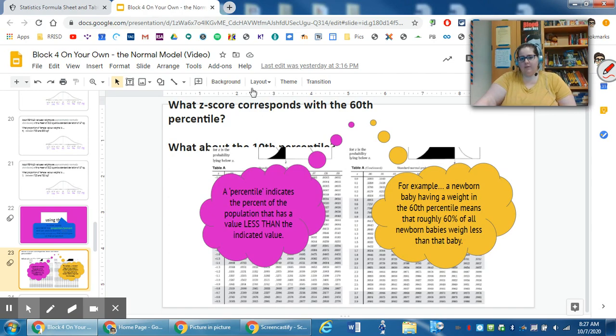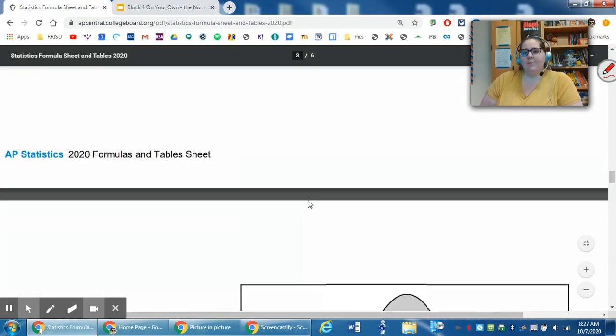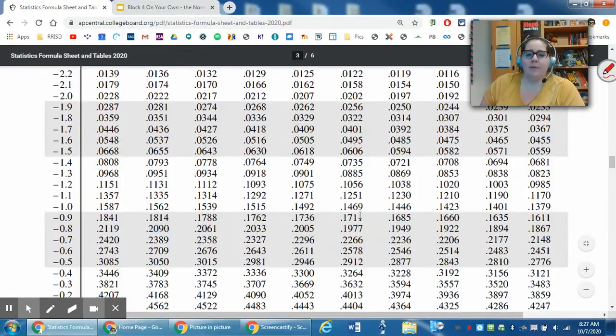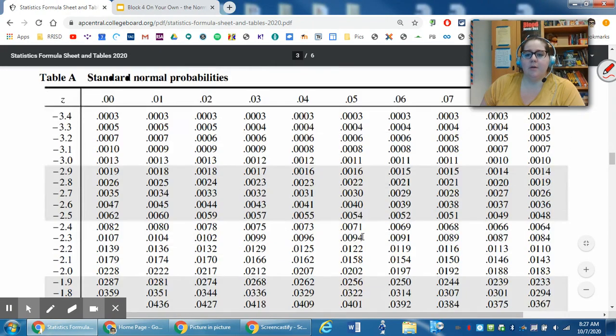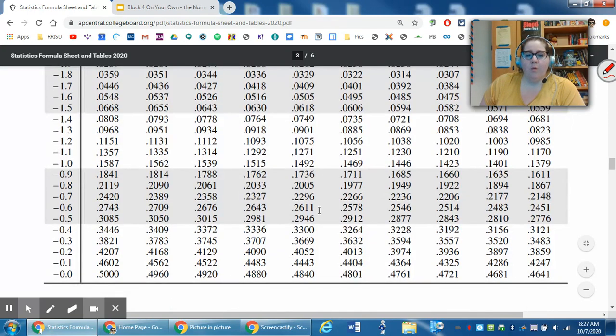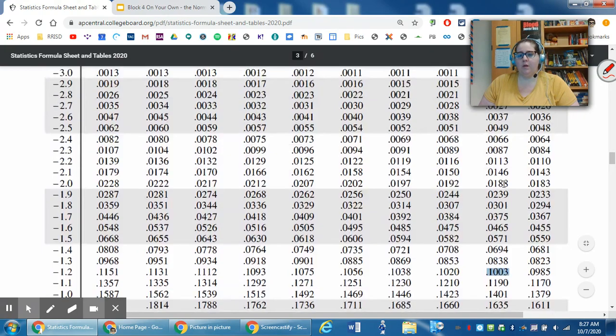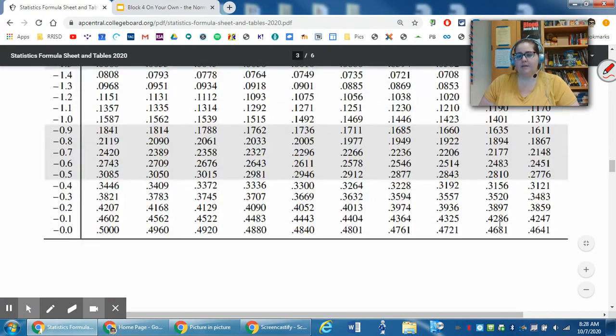For the 10th percentile, which is the second question, it's the same idea, but now I'm looking for 10% or 0.1. Notice that my proportions on this part on the inside of the graph are in order from biggest to smallest. That makes it a little bit easier. So I'm looking for 0.1 or as close as I can get to it. So I have 0.1075, 0.1056, 0.1038, 0.1020. Here's 0.1003. I think that's about as close as we're going to get. Once we find it inside the z-table where the proportions are, I'm going to find what that z-score is. So negative 1.28 would be that z-score.